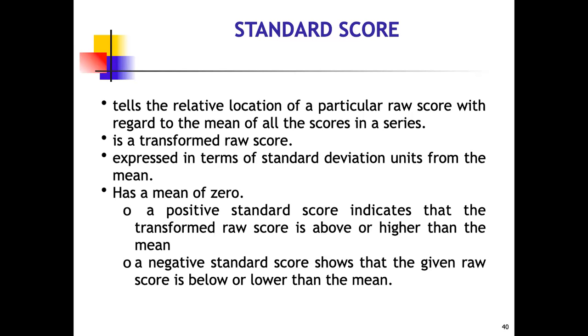Keep in mind that a positive standard score will indicate that the transformed raw score will be above or higher than the mean. We will see that in our formula later on. And a negative standard score will indicate that the given raw score is actually lower than the mean. How is that so?